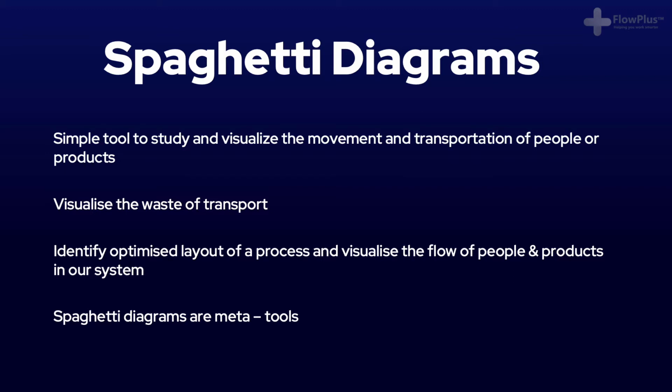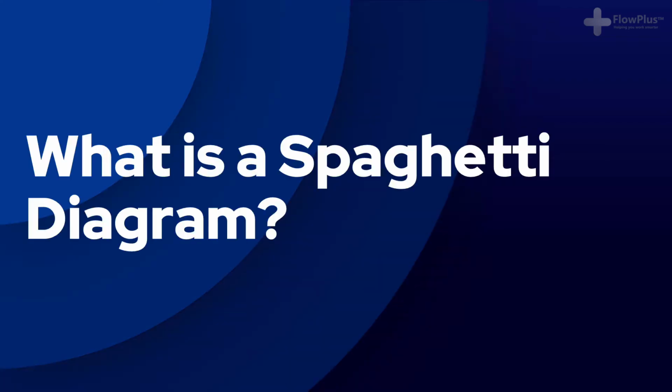The same way a doctor first carries out a diagnosis of a patient using tools like X-rays or MRI scans before deciding on how to proceed. Just like these tools, completing them on their own won't make improvements. But when followed up with other tools, like 5S or a Kaizen event focused on layout optimization, they can be incredibly powerful. So what is a spaghetti diagram?